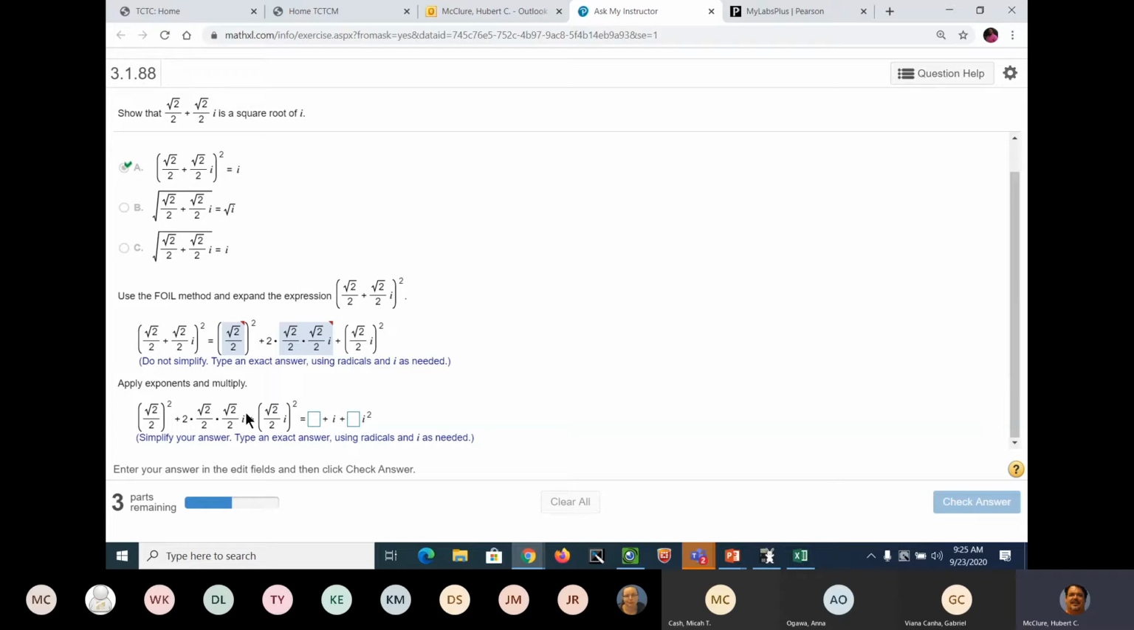Square root of 2 times square root of 2. And I know what I did wrong. I said 2 times 2 is 2. 2 times 2 is 4. All right, so square root of 2, square root of 2 is 2. 2 times 2 is 4. 4 divided by 4 is 1. That's the answer. And i is equal to, bring this down, i.